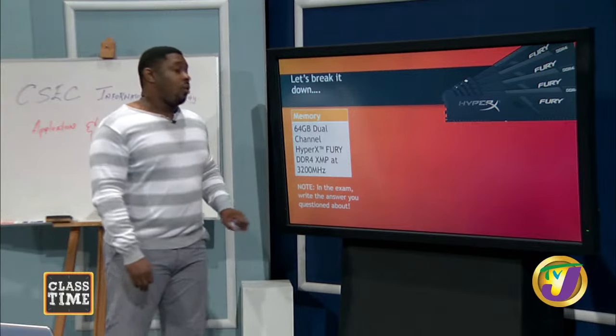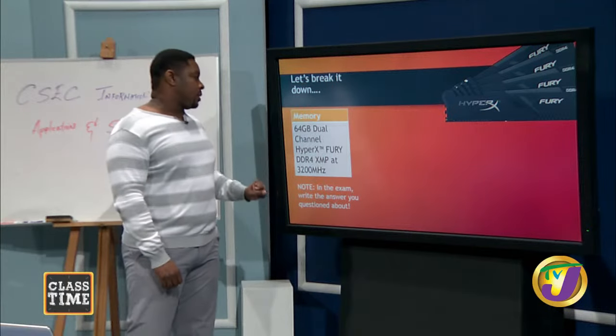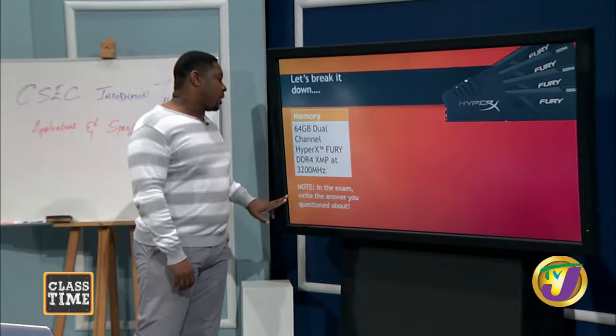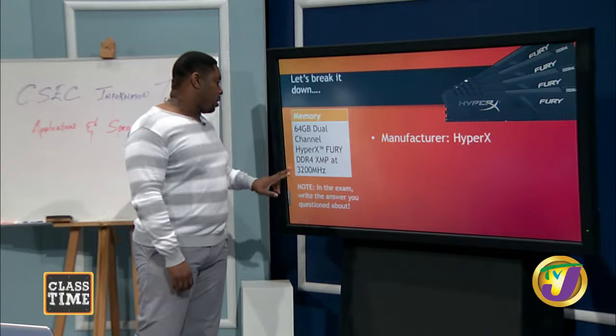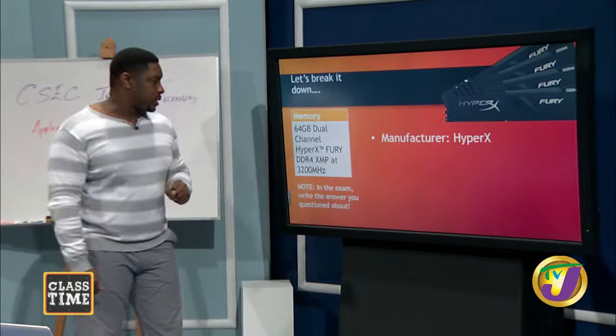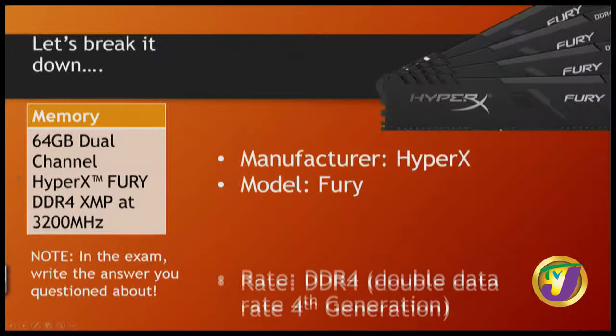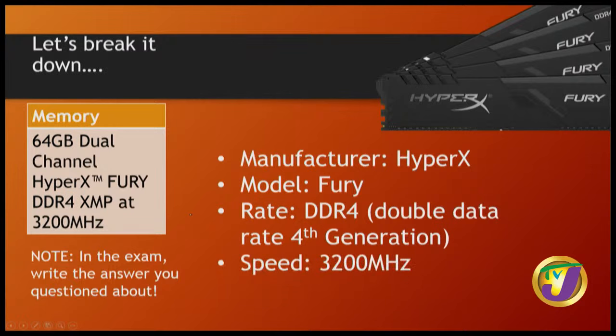Then we have the memory, which here is about 64 gigabytes, dual channel HyperX. And of course, the manufacturer is HyperX. The model, Fury. And the speed, 3200 megahertz. This 3200 megahertz is almost synonymous with double data rate 4th generation. So anytime you see double data rate 4th generation, it tends to mean that we're working with about 3200 megahertz. And again, I won't go into that physics right now.